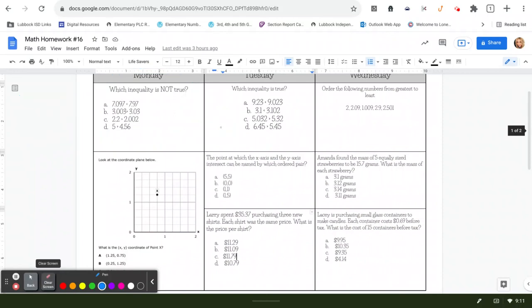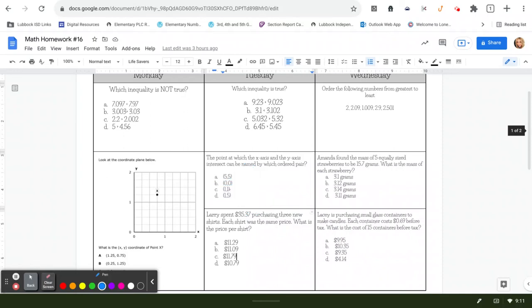Next, the point at which the x-axis and the y-axis intersect can be named by which ordered pair? We did not do so hot on our CFA on this very easy question. Where do they intersect, guys? The origin. Is 5, 5 our origin? No. Is 1, 1 our origin? No. Is 1, 5? No. Our origin will always be 0, 0.